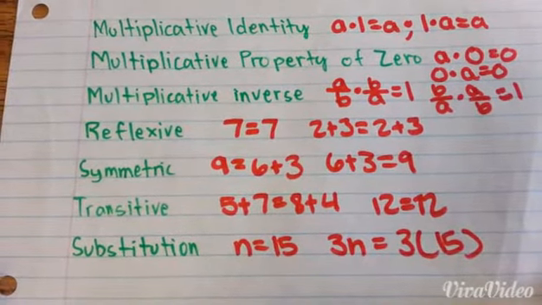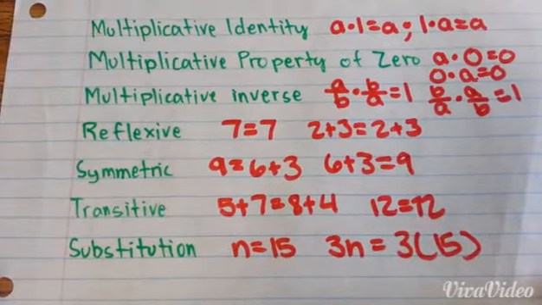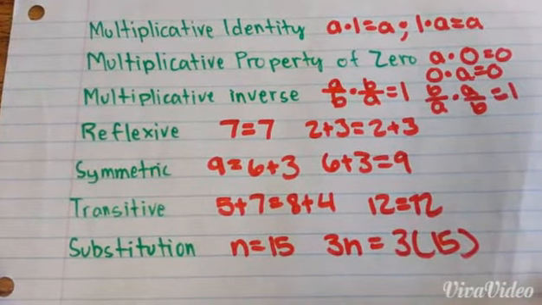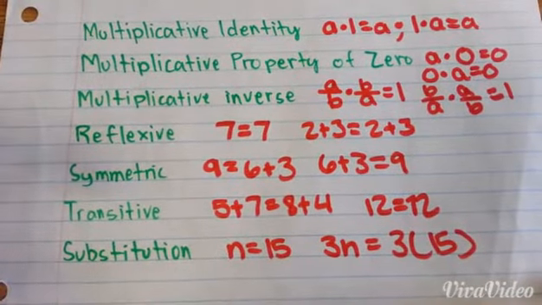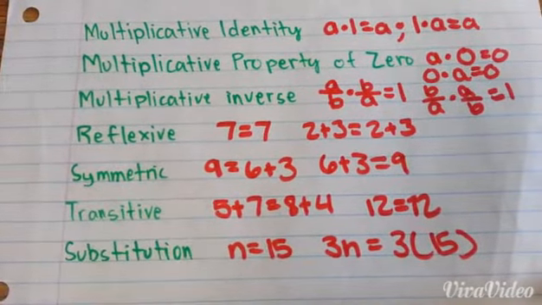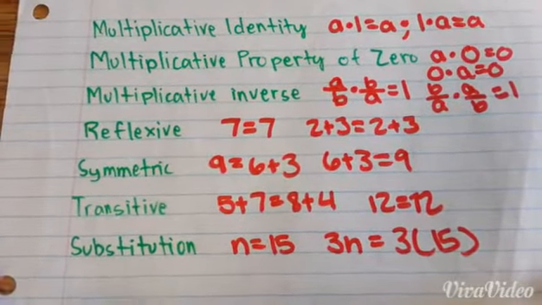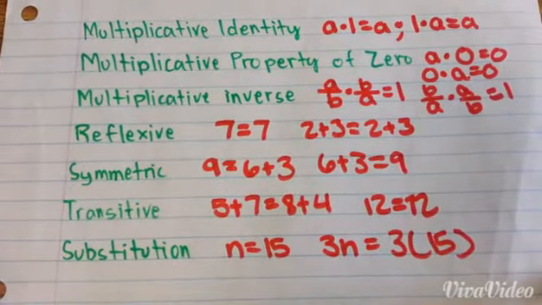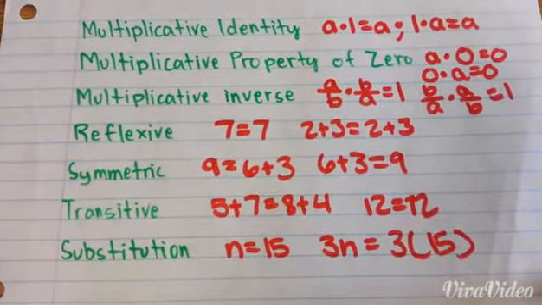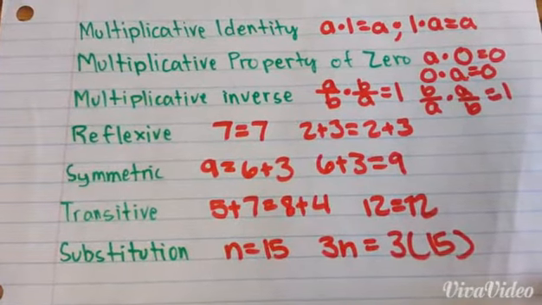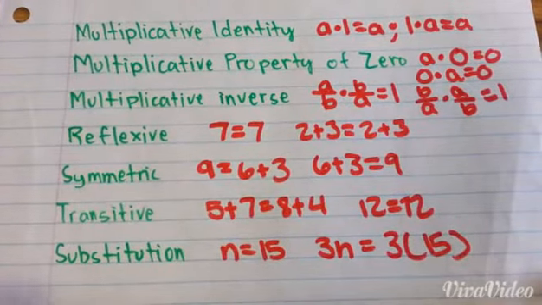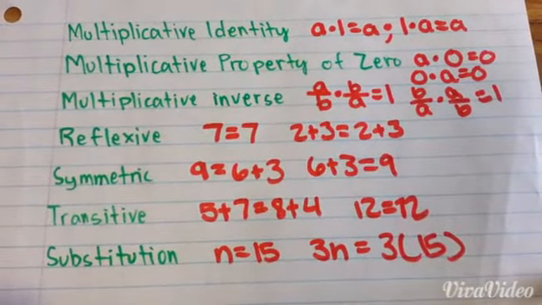Transitive: if one quantity equals a second quantity, and the second quantity equals a third quantity, then the first quantity equals the third quantity. For example, 5 plus 7 equals 8 plus 4, 12 equals 12, so 5 plus 7 equals 12. And for the final vocab for this lesson, substitution. A quantity may be substituted for its equal in any expression. For example, if n equals 15, 3n equals 3 times 15.